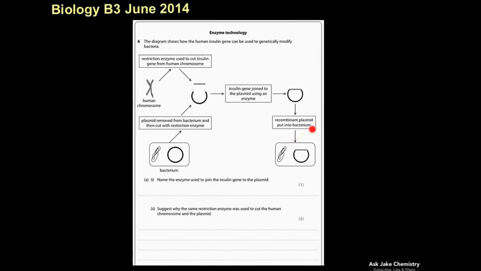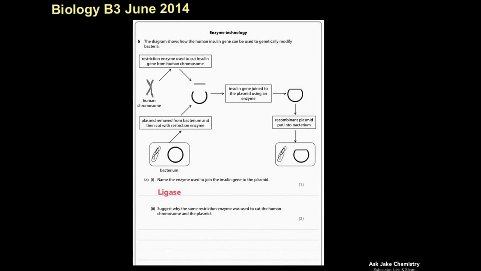And then it makes the recombinant DNA and puts the plasmid into the bacterium, and then it also has a different version here. The plasmid is removed from the bacterium and cut with the restriction enzyme, and then you have the bacterium as well. So name the enzyme to join insulin to the plasmid. Now you need to know this as ligase.